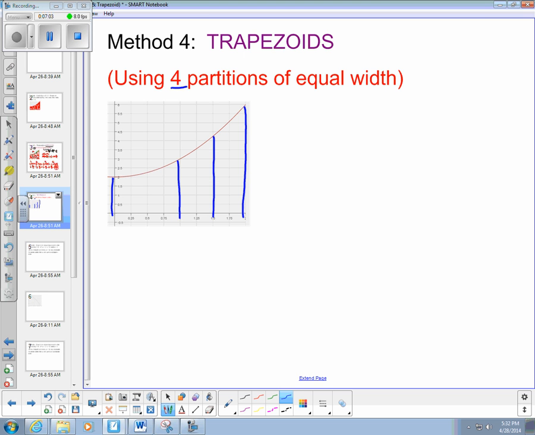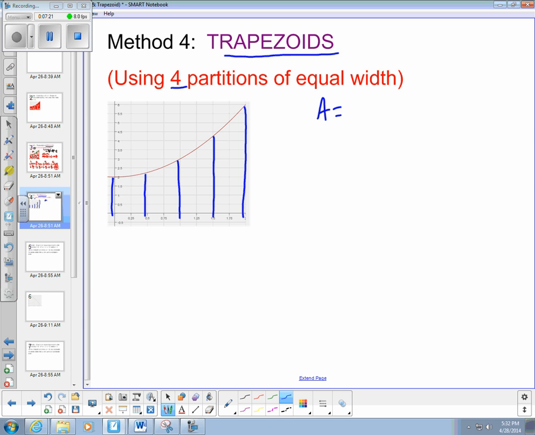And for each one of these problems, you should draw a new graph. Do not try to draw these on top of each other. You won't be able to see what's going on. Okay, but this time we're going to use a trapezoid. So the first thing we need to know is what is the area of a trapezoid.